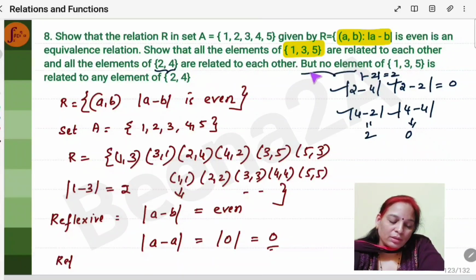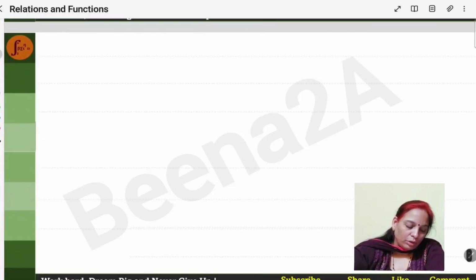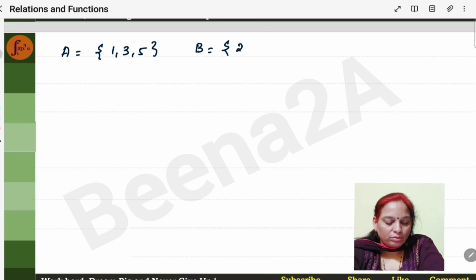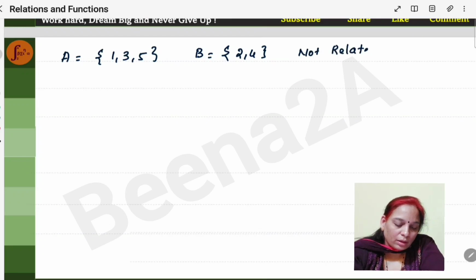Then next part is no element of 1, 3, 5 is related to any element of 2, 4. Now any element of 1, 3, 5 is not related to any element of 2, 4. Why? Now two sets are there. Let's call them set A as 1, 3, 5 and set B as 2, 4. Now we'll have to prove that they are not related.